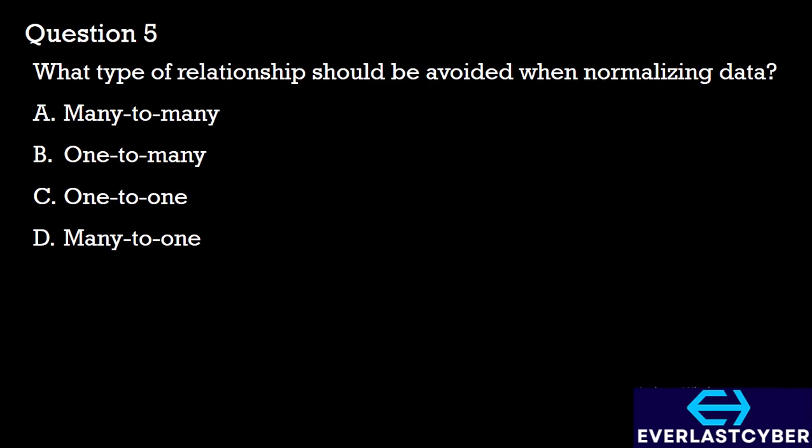Question 5. What type of relationship should be avoided when normalizing data? A. Many-to-many, B. One-to-many, C. One-to-one, D. Many-to-one.